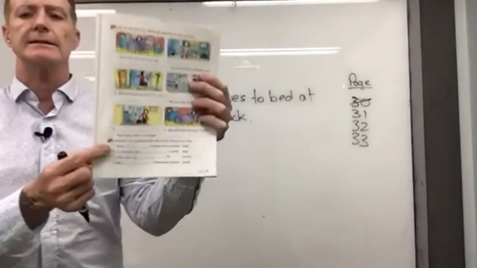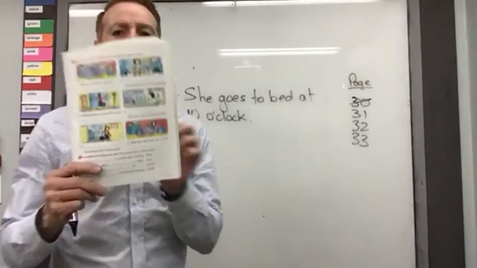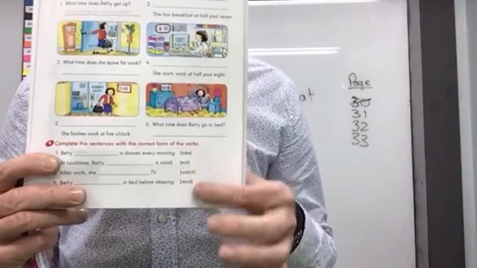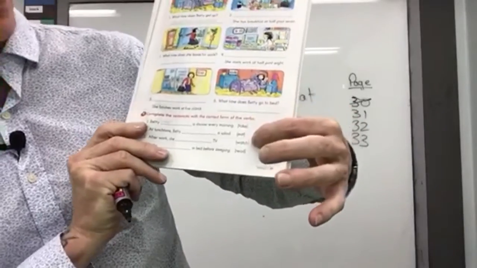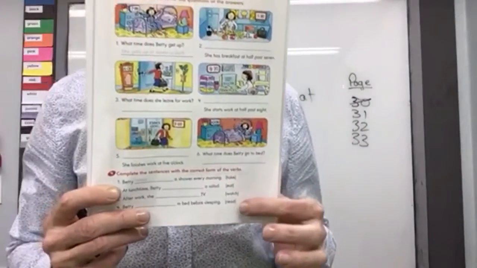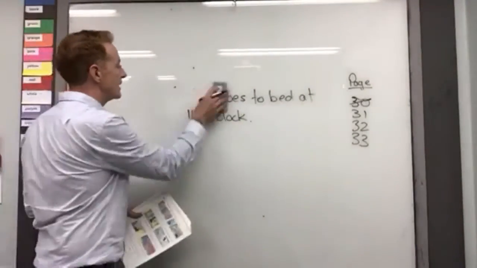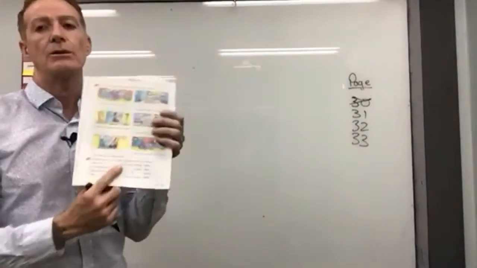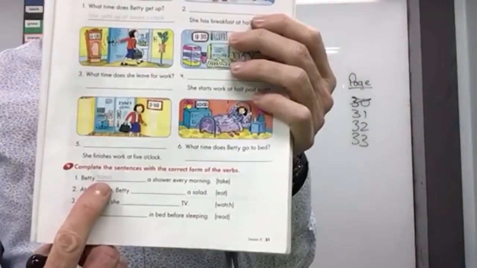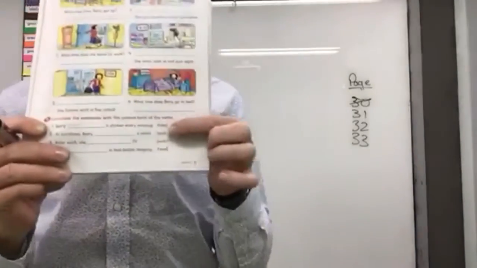Right, we have number 4 exercise here. We have to complete the sentences with the correct form of the verb. The verbs are on the side here. These are the verbs we have. Take, eat, watch, and read. All right, let's do number 1. Number 1 is already done. Betty takes a shower every morning. So what is number 2? The verb here is eat.